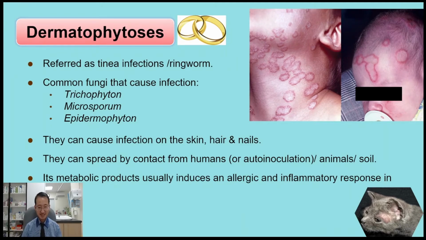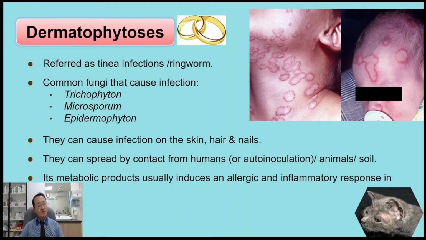Dermatophytosis is commonly referred to as tinea infection. Tinea means ring, ringworm. Now, common fungi that cause infection can be mainly three: trichophyton, microsporum, and epidermophyton. As you can see from this photo at the right-hand side, there are multiple ring-like structures. Because of this, these are called ringworm. It is in fact a misnomer because this is not a worm. It is in fact a microbe caused by fungal infection.